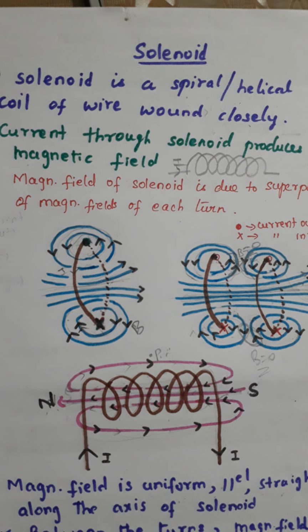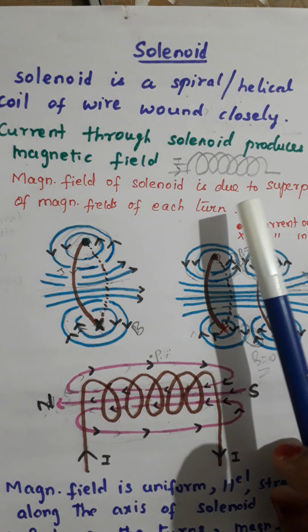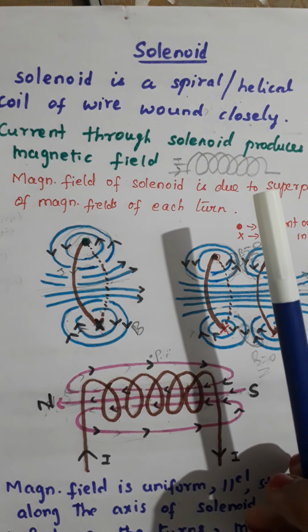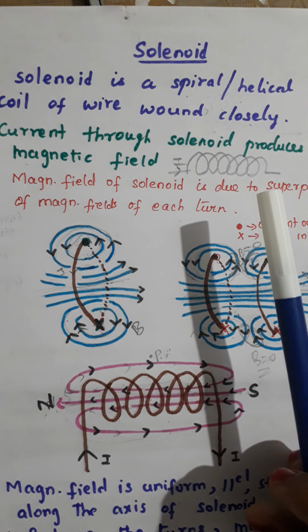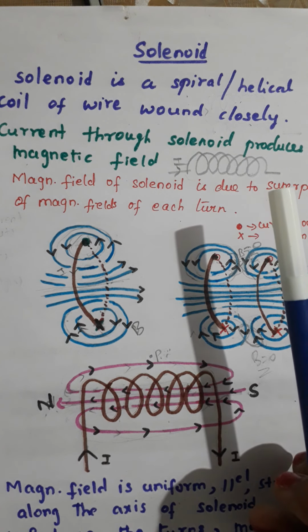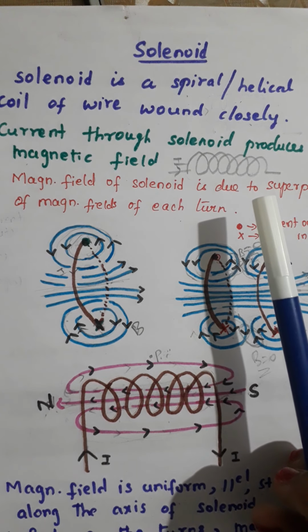Children, in the last video we have learnt about Ampere's circuital law. Now I will teach you about the solenoid, and in the next video we are going to calculate the magnetic field, that is the intensity of the magnetic field produced by the solenoid. First we will see what is a solenoid.